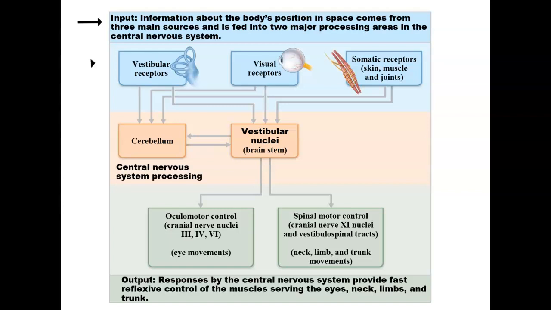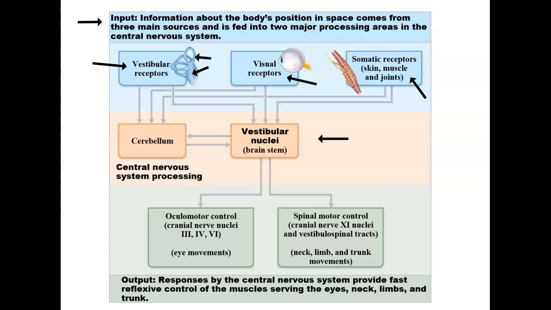So if we take a look here, we have vestibular receptors. Those are going to be receptors of dynamic equilibrium and static equilibrium. We have visual receptors. That's information coming from the retina of the eye. And then we have proprioceptors. That is, we have the muscle spindle organs and then the Golgi tendon organs. And these are basically receptors that are going to send information to these two processing units.